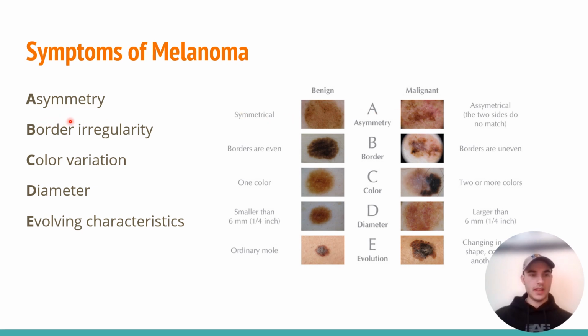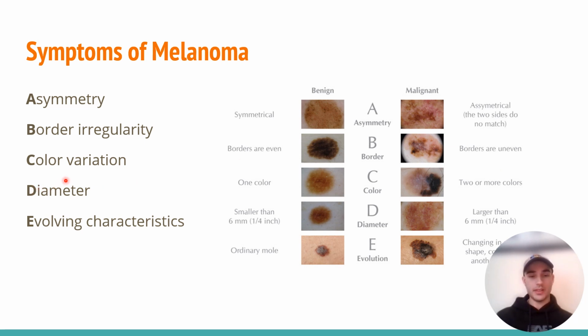The second early symptom is border irregularity. Pretty good circle here of the mole. This one, very jagged, not very clear and defined edges. Number 3 is color variation. So this mole is about uniform in color. This mole is pretty crazy. It's very dark on one side and very pale on the other side.